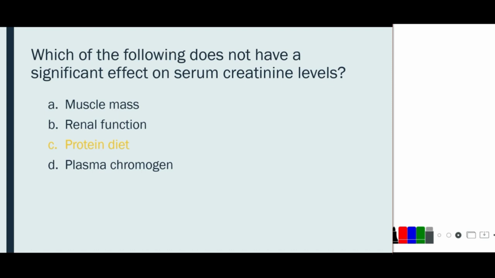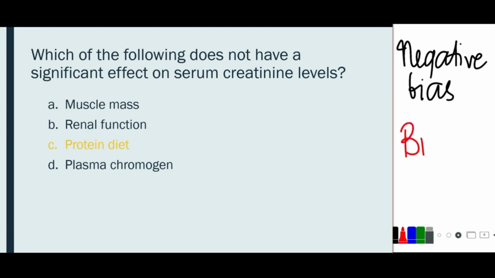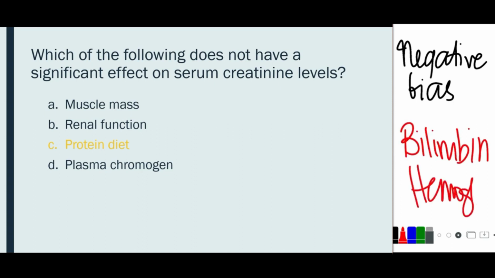What about the plasma chromogen? Remember how certain substances could cause positive interferences during the Jaffe reaction for creatinine determination. So if there are those substances that cause positive bias or positive interferences, there are also substances which will cause a negative bias or negative interference, wherein their presence on the other hand will result in falsely low levels of serum creatinine. And this could be caused by the presence again of your plasma chromogens, which includes your bilirubin, and at the same time, your hemoglobin.